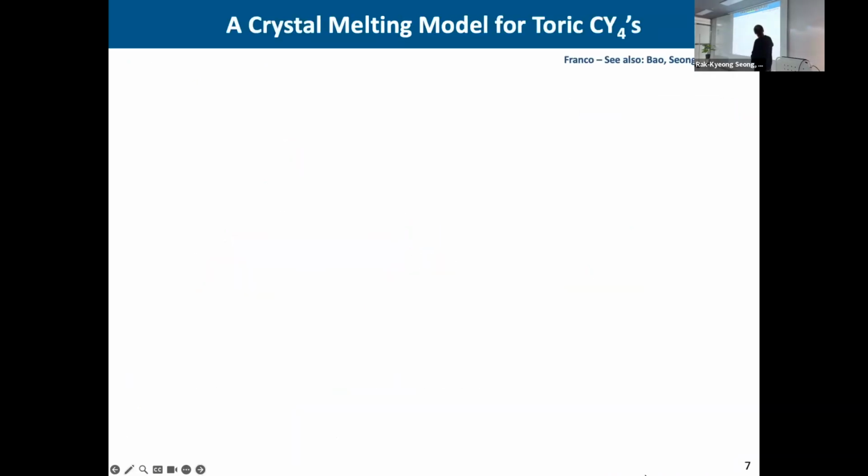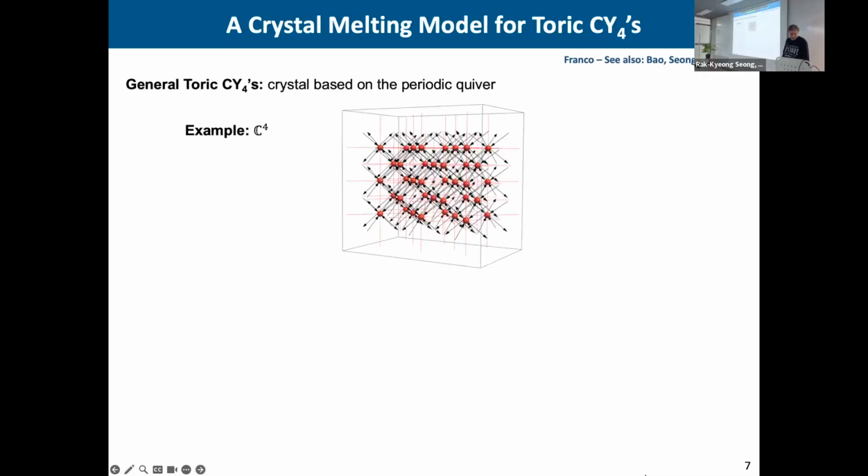So what is this crystal melting model for Calabi-Yau 4-folds? I'm going to be very brief. There's a lot of nice physics that we can discuss about this. Here it's going to be just basic two slides about it. So let me give you the example of C^4. Here I have the covering space of the quiver for C^4. It's the dual of this truncated octahedron.